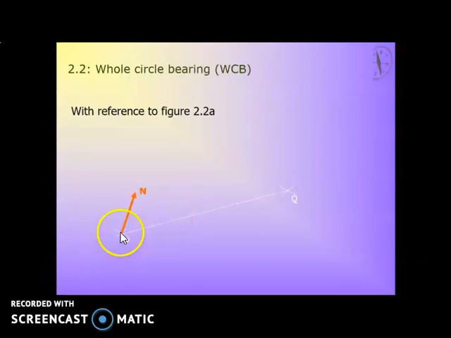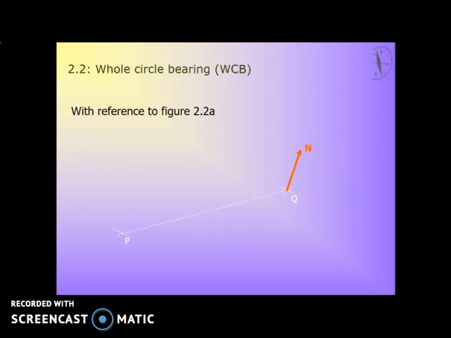So if you have a line called PQ, PQ means you are starting from P and you go towards the point Q, right? So if you want to identify the whole circle bearing of the line PQ, you will need to draw the north from the starting point of the line PQ, which is P. So you draw the north. And once you have put in the north, you can start to rotate in the clockwise direction from the north to the line PQ. So this becomes the whole circle bearing of the line PQ.